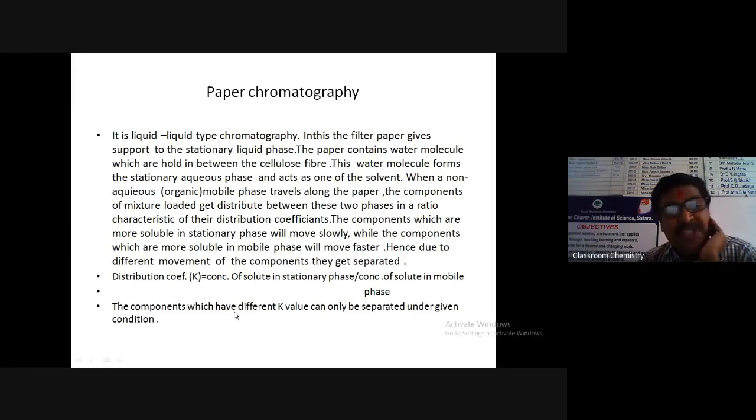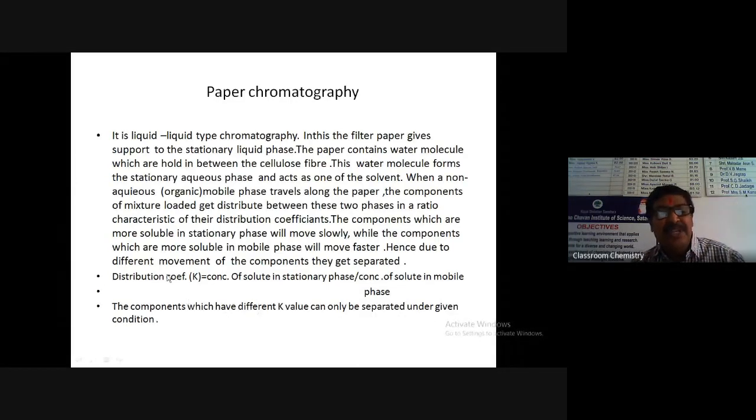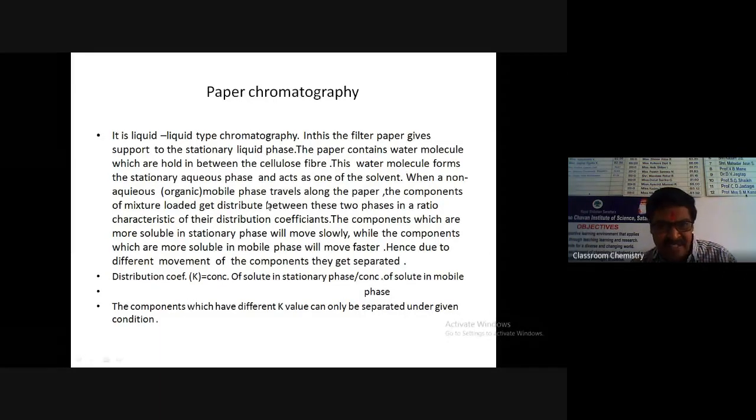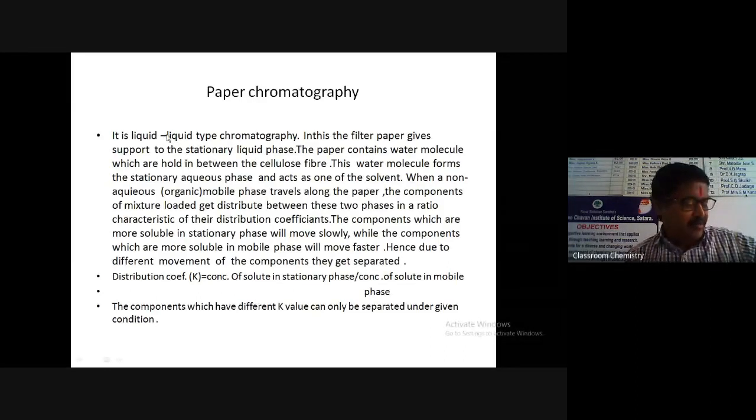The components which have different values of K, that is different distribution coefficient, can only be separated under given condition. जर हा डिस्ट्रीब्युशन कोएफिशियंट एकच असेल तर सगळ्या कंपोनंटचा you are not able to separate the components of a given मिक्सचर. But if the distribution coefficient of each component present in the mixture is different, then and then only you are able to separate the mixture under the given condition.